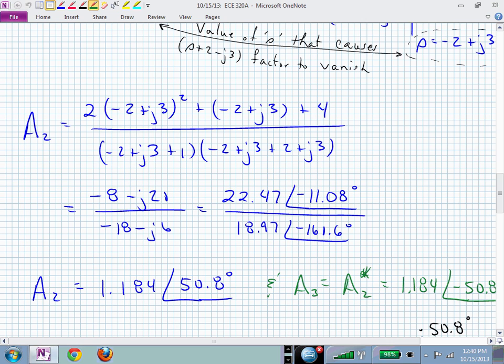And the angle, if you look at the numerator, minus 8 minus j21, what quadrant is that point in? The numerator, minus 8 minus j21, in the middle line for a sub 2. That's in the third quadrant, isn't it? And the other value is also in the third quadrant. I think maybe I have an error in that expression. I was checking my work and it's not checking, is it?